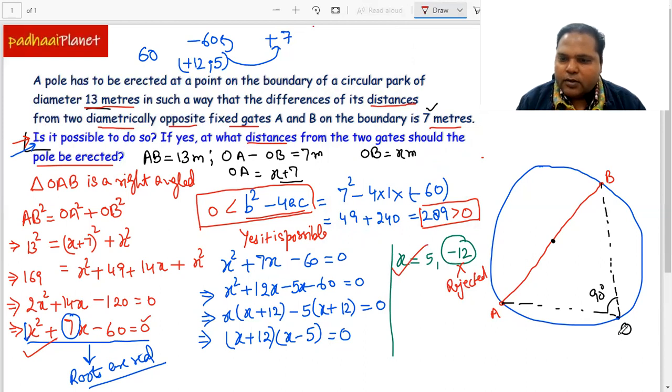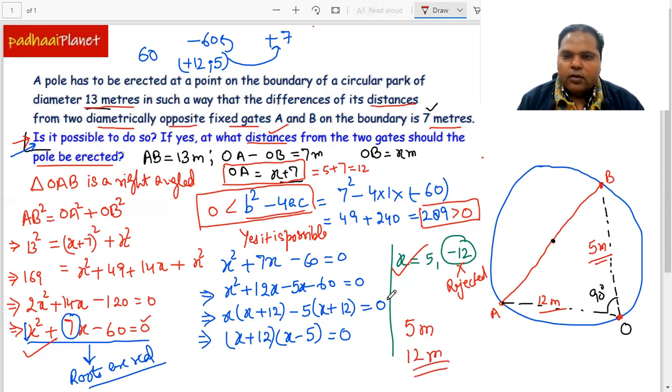So that means the pole can be erected from one gate, that's B, at a distance of 5 meters, right? And if this is 5 meters, then with this relationship we can easily find that OA is equal to 5 plus 7, that's 12. So this one is going to be 12 meters, right? So these are the two distances which they were asking. One is 5 meters and the other is 12 meters. So this is how we have solved this question, and I hope you could understand.